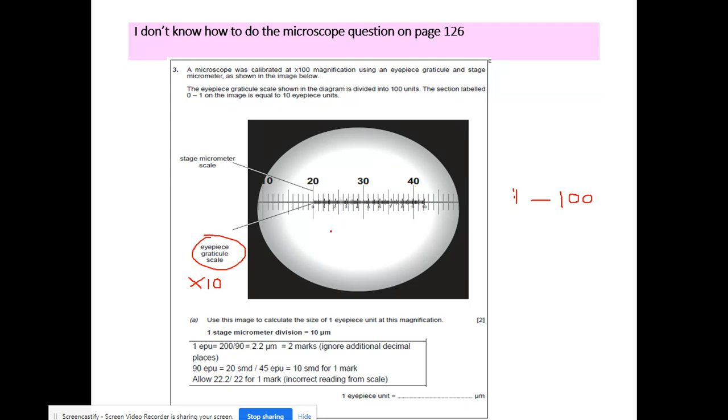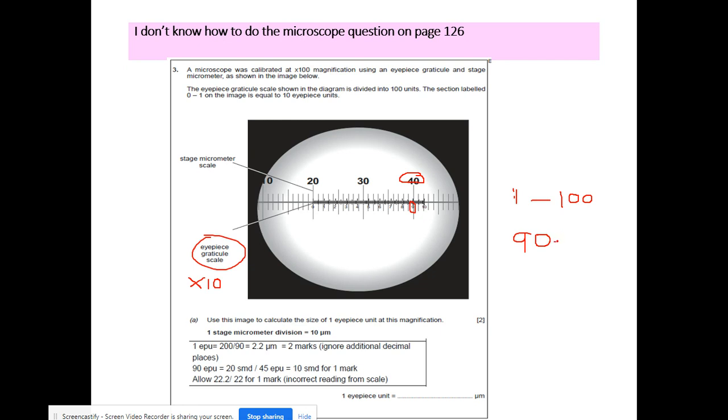Now, what we need to do is work out how many of these are worth how many of these. So you need to look at your diagram and find a point where they match up perfectly. I would say that point is here, where we've got 40, and down here, we've got 9. So the eyepiece graticule scale is 9, but because we know we've got to times it by 10, it's actually going to be 90.